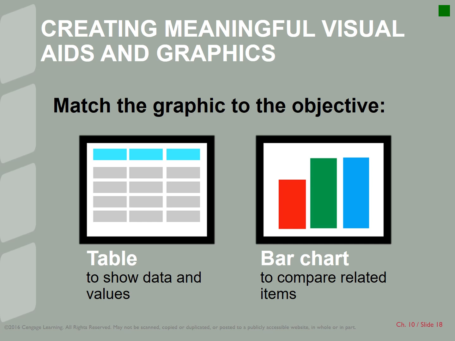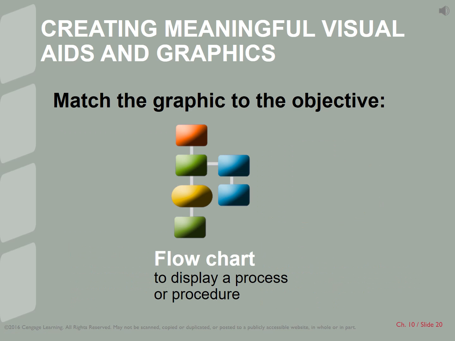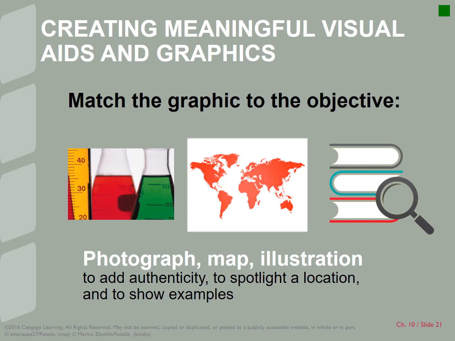A table should be used to show data and values. A bar chart should be used to compare related items. A line chart should be used to demonstrate changes in data over time. A pie chart should be used to visualize a whole unit and the proportion of its components. A flow chart can be used to display a process or a procedure, and a photograph or map or illustration can be used to add authenticity, to spotlight a location, and to show examples.